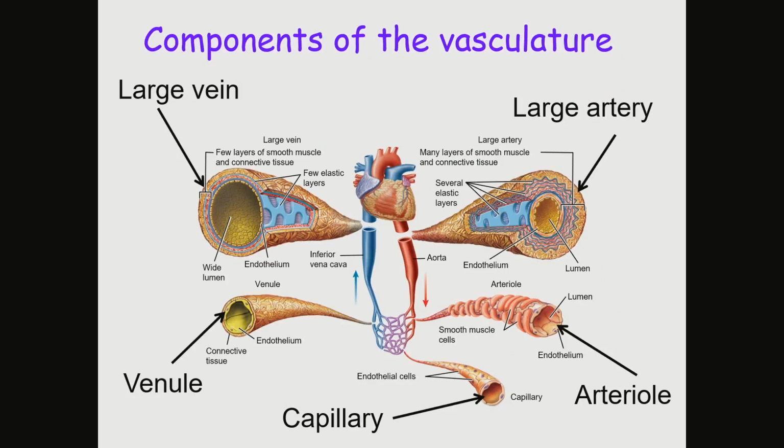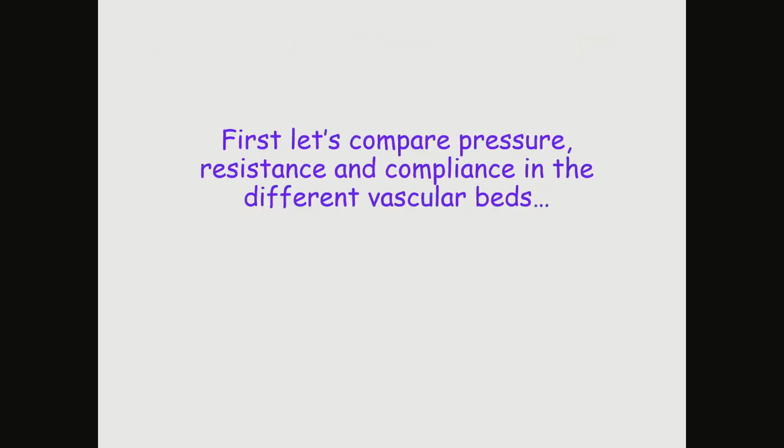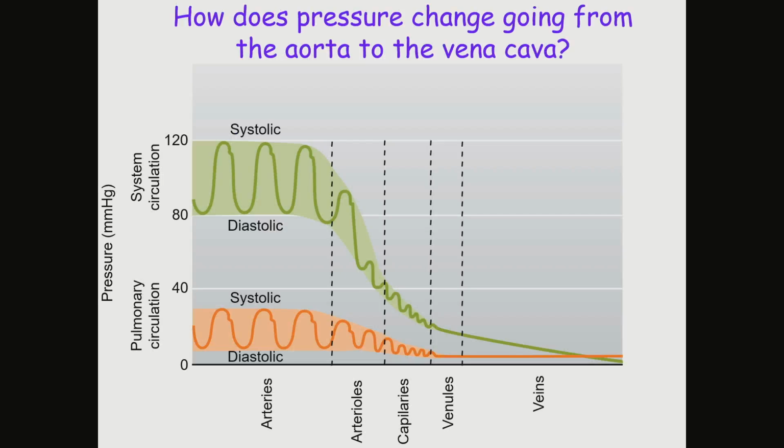Okay, so now we're going to look at components of the vasculature. And before we look at all the individual components, we can compare how pressure, resistance, and compliance vary within all of our different vascular beds. Here is a picture from your textbook, I believe. And we want to look at pressure first.